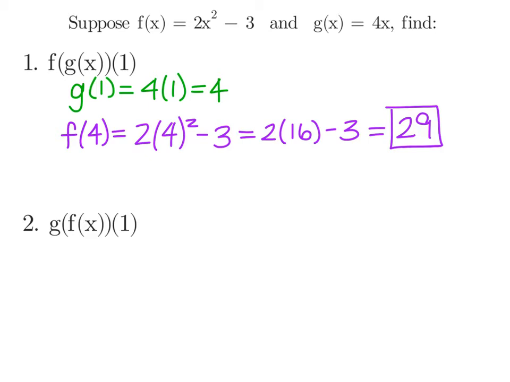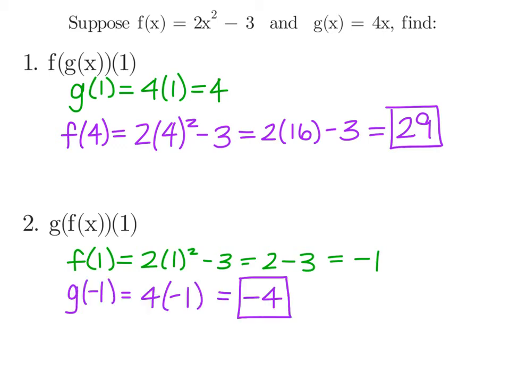Let's do another one, but let's switch the order. Let's still have our input be 1, but let's find g of f of x, which means that I'm going to first plug in 1 into f of x. So now that I have f of 1, I'm going to plug that output into my g of x. So I'm going to plug in -1 right there. And when I do that, my output for g of f of 1 is -4.